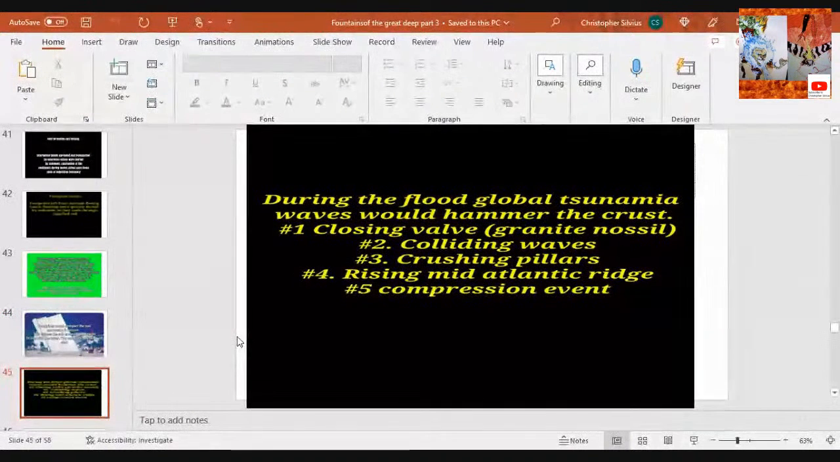During the flood, global tsunami waves would hammer the crust. During this flood phase, massive amounts of water were surged up through all these channels that existed in the pre-flood crust, which were cut by the supercritical water developing for the first 1,600 years before the flood. So the water's already supercritical. It's already been eating at the ceiling and at the chamber floor, because all the water is under the crust of the earth and it's supercritical.